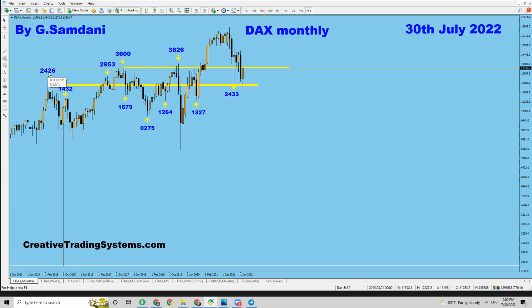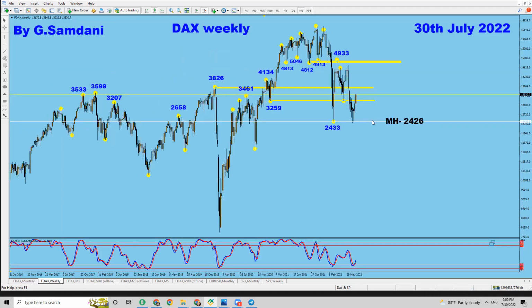And I was expecting a bounce above 24.26. And there is also 24.33 here. So it's supposed to be bouncing and going to the upside. So it did very nicely. And you can see here the 24.26 line and then the bounce.